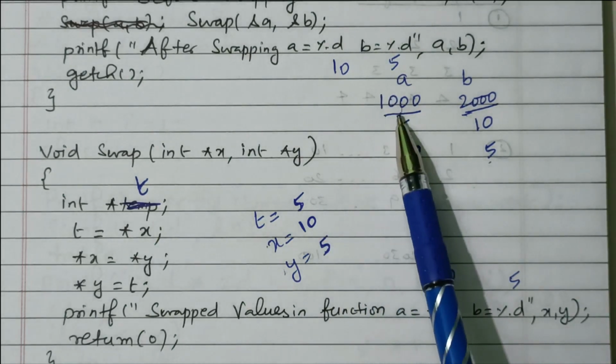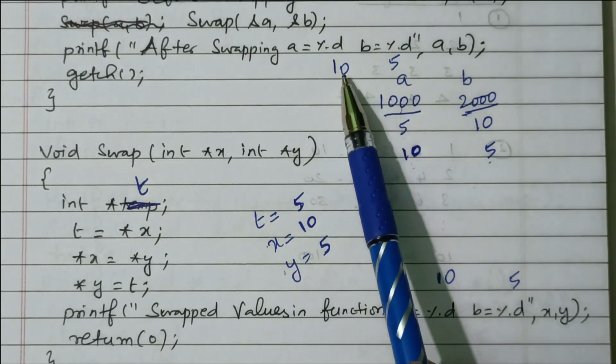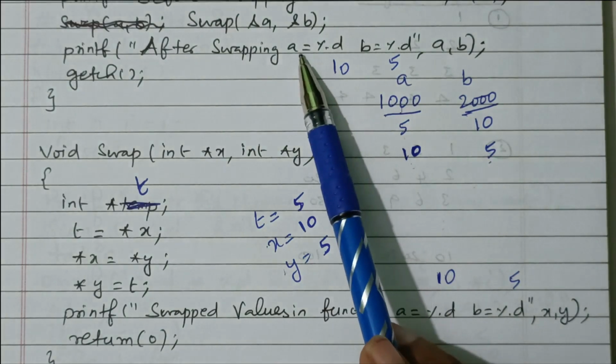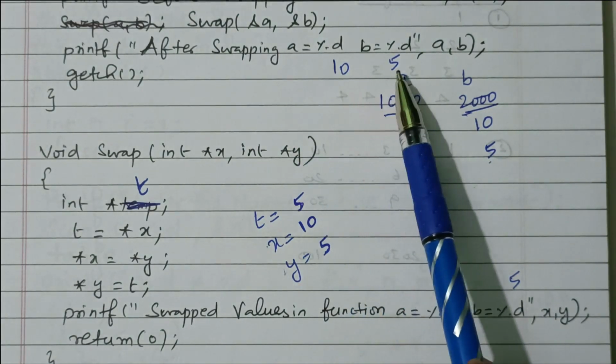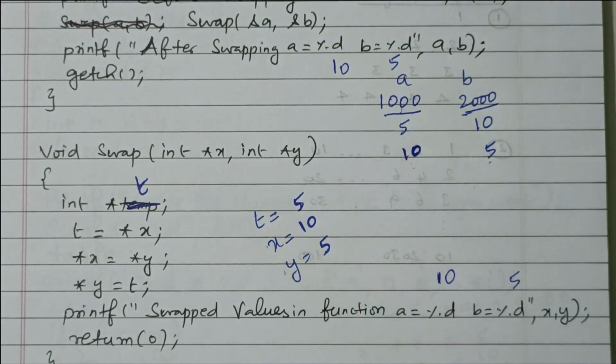Now here we send the address. So the changes are made in the address itself. So after swapping, while printing in the main program, we got A as 10 and B as 5. So call by value, we are sending only a copy of the variable. Call by reference, we are sending the address. So any changes will be reflected permanently.